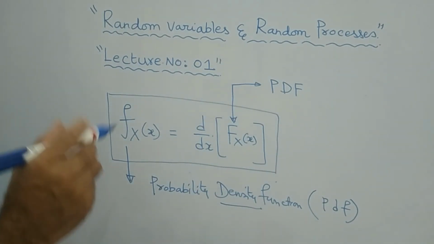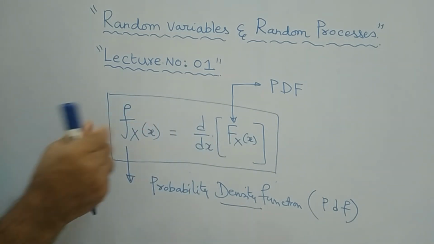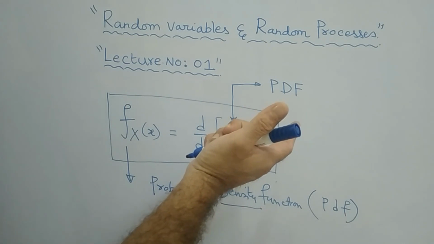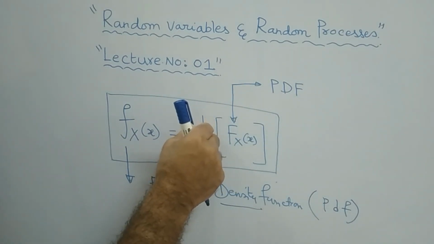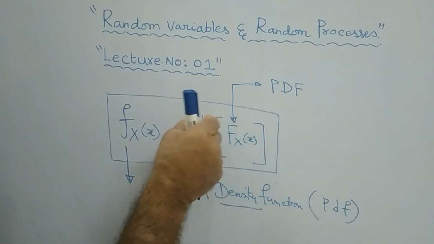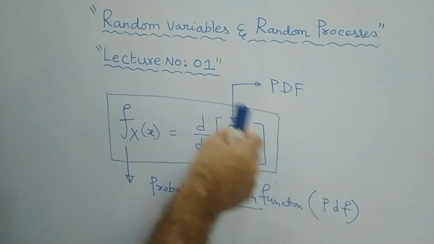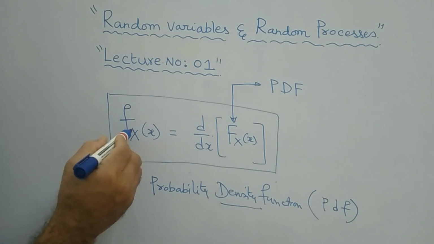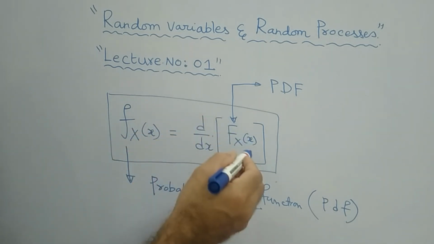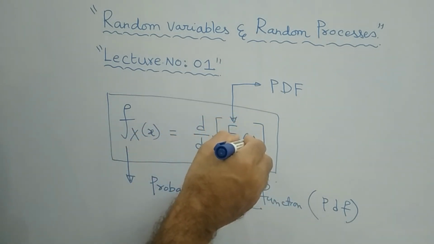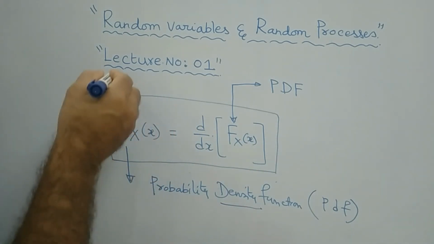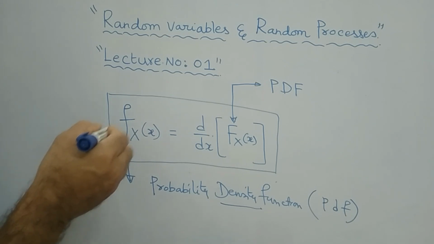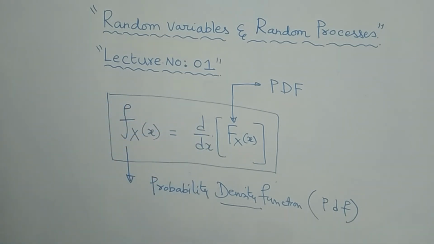Right? Therefore, from this relationship, the density function is nothing but the derivative of the distribution function. If you take the derivative of the distribution function, you will get the density function. So the density function is equal to the derivative of the distribution, or the distribution function is nothing but the integral of the density function. Clear? That is the simple relation between these two.